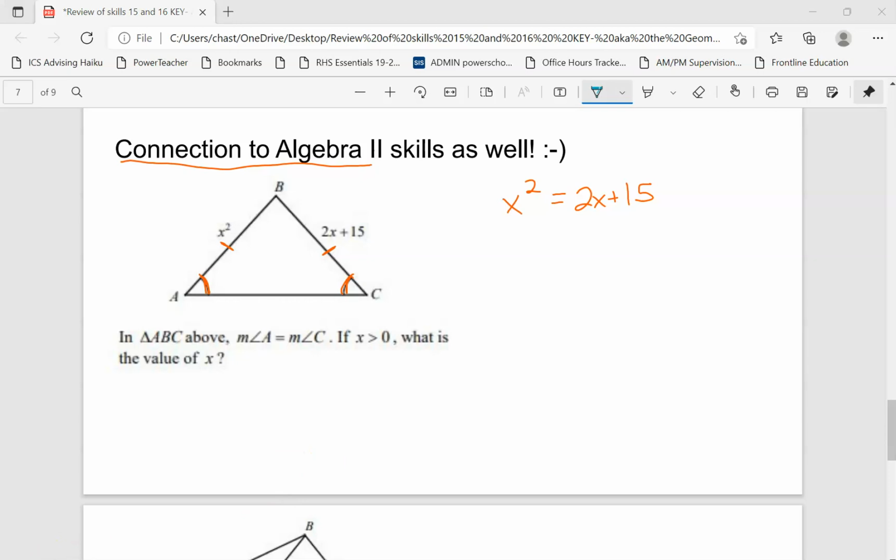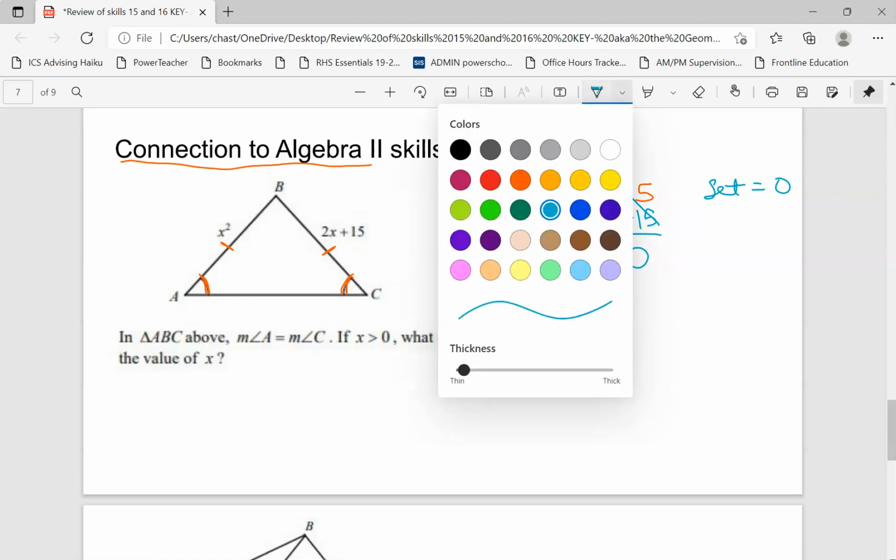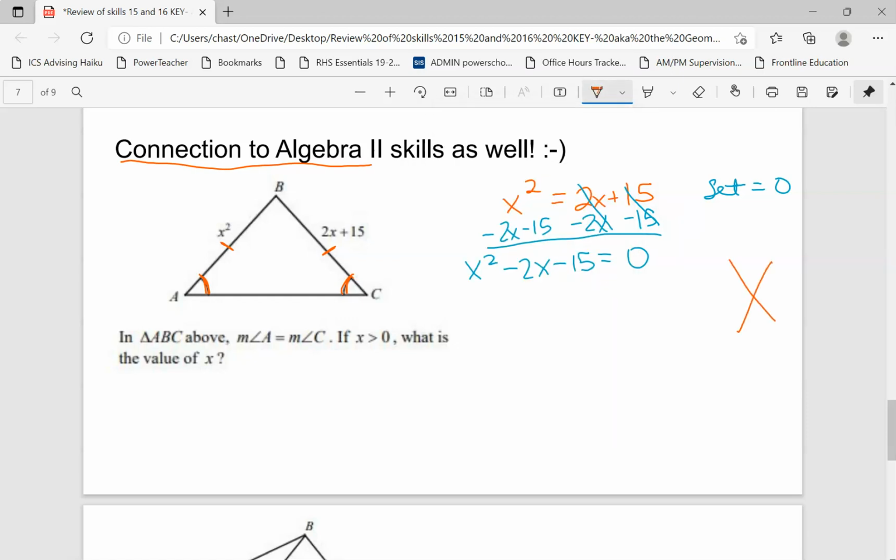So what we need to do is set equal to 0. So I'm going to keep the x squared positive, so I'm going to subtract 2x to cancel those out, and 15 from both sides. So these are gone, we get equals 0, and we get x squared minus 2x minus 15 equals 0. So what we're doing is we're looking for two numbers that multiply to our a times our c, so negative 15, but add to the b value of negative 2.